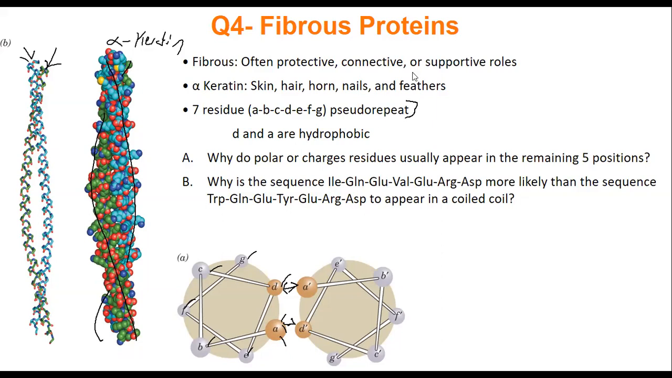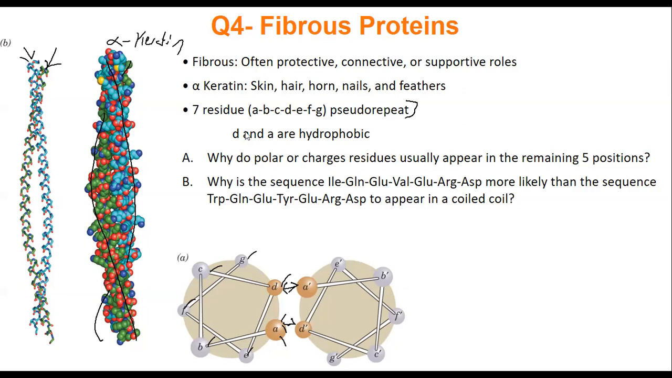So these things are connective. So you're going to want to interact with other proteins as possible. You're going to interact with water. Basically, you're going to interact with everything else, right? And so you want to be polar so you can interact with water or you can interact with proteins.